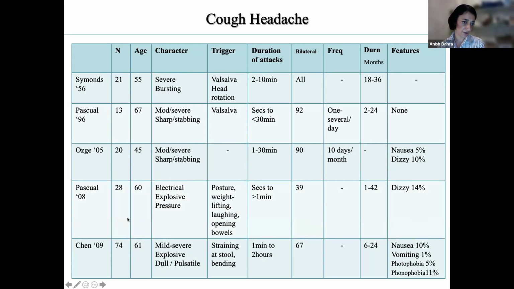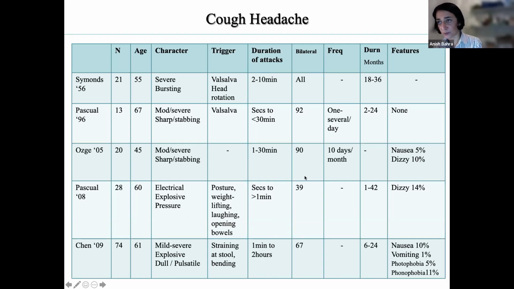So you have a look at the age group. It's the over 50 age group generally. You can see different characteristics, but the important one is the explosive one every time. Different sorts of Valsalva: weightlifting, laughing, straining at stool. And if you look here, these are short, generally minutes to 30 minutes. They can be up to 2 hours.